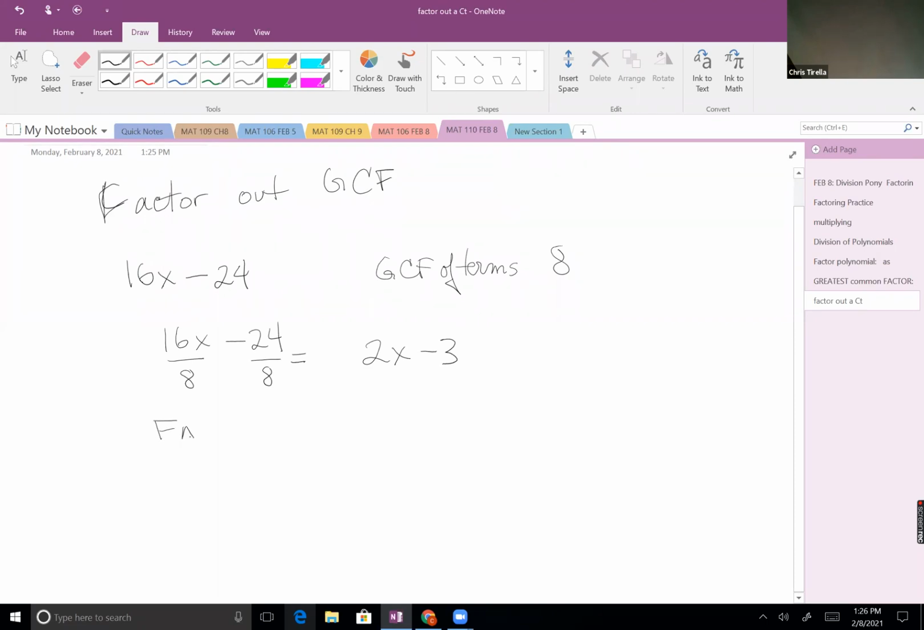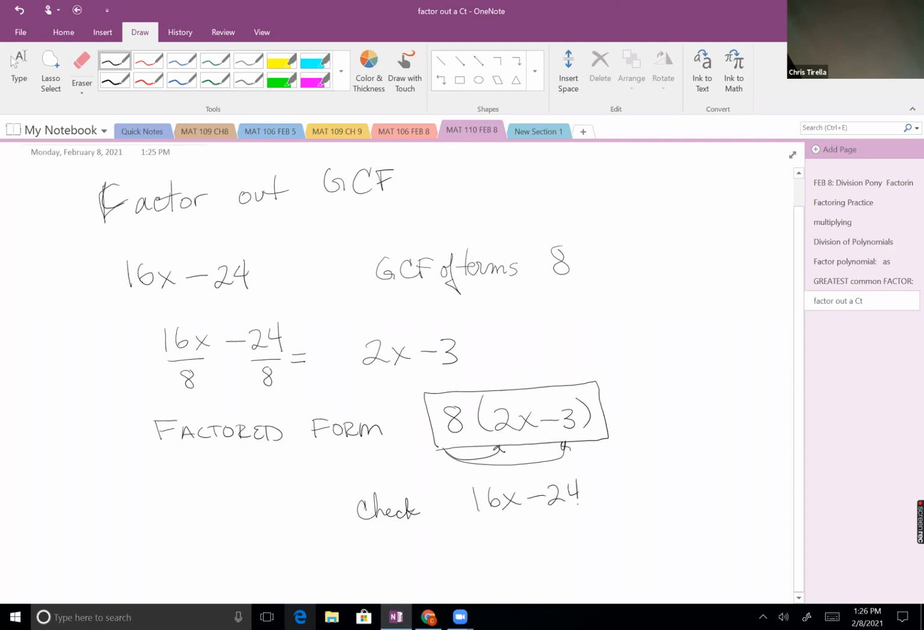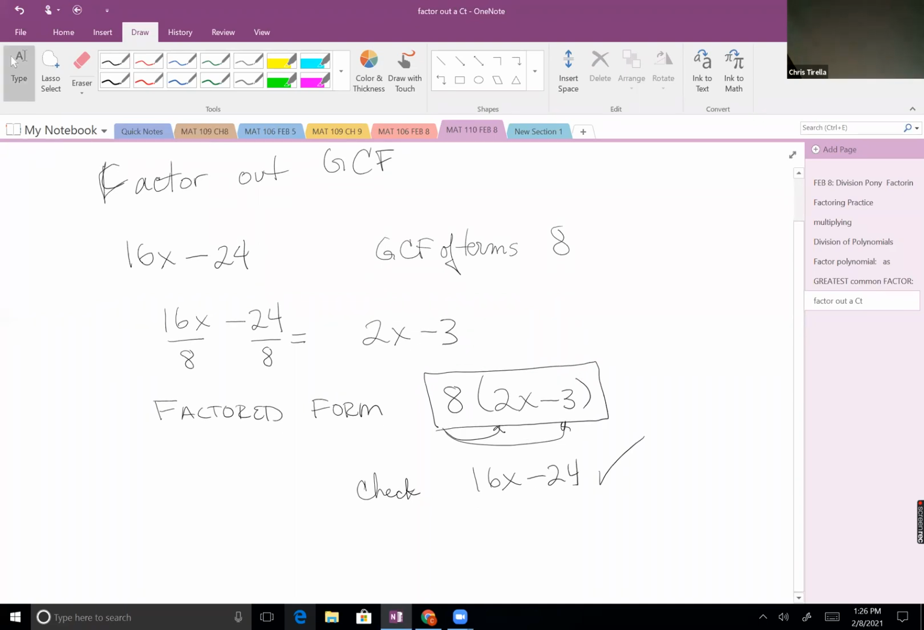And so my factored form is 8 times 2x minus 3. That's what we're saying our answer is. But I always like to do a check. When I distribute, I get 16x minus 24, which is what I started with, so it checks. So far, so good.